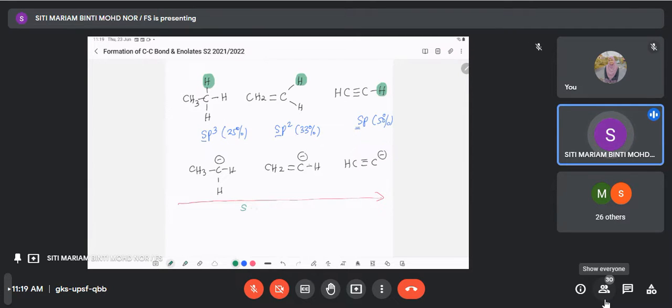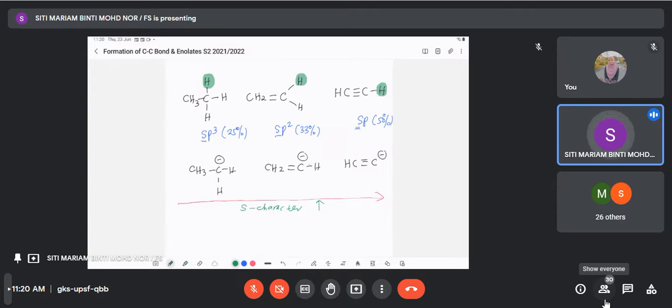I can put here S character, and I just draw an arrow like this: increases. Or you can say it in your own words, for example, S character is more for sp compared to sp2 and sp3. You just write your own sentence; this is just a point. So from the left to the right, from sp3 to sp hybridization, the S character increases, because sp3 only has 25% S character, and moving to sp you will have 50% S character.